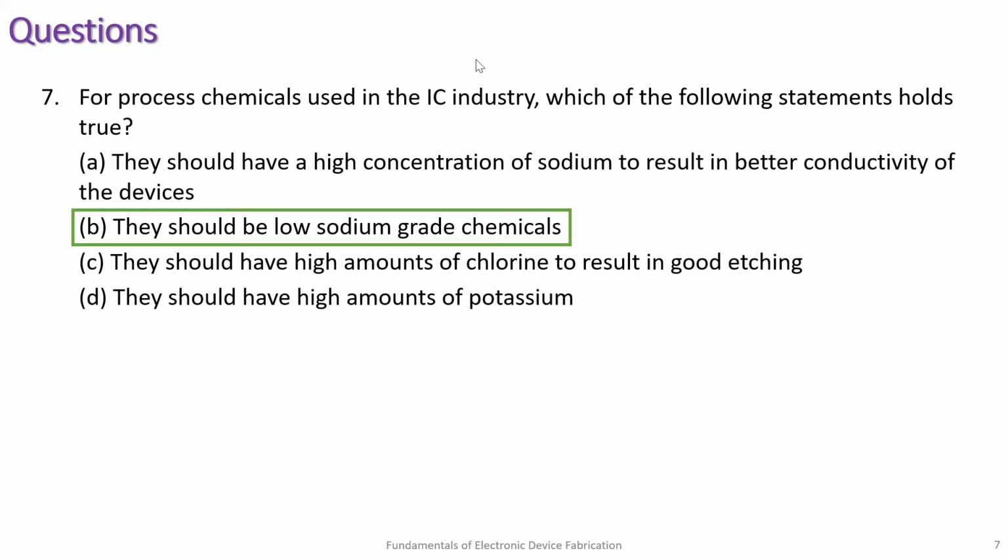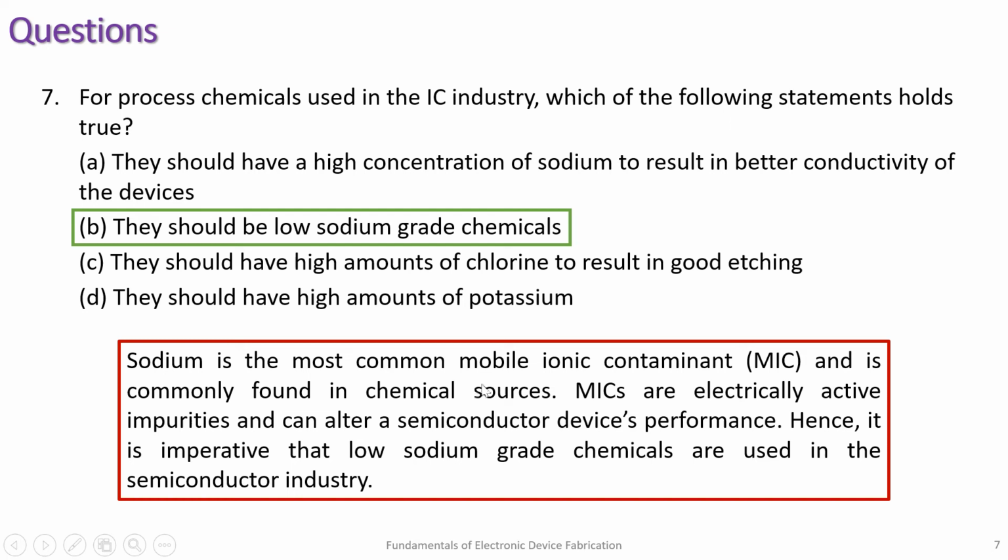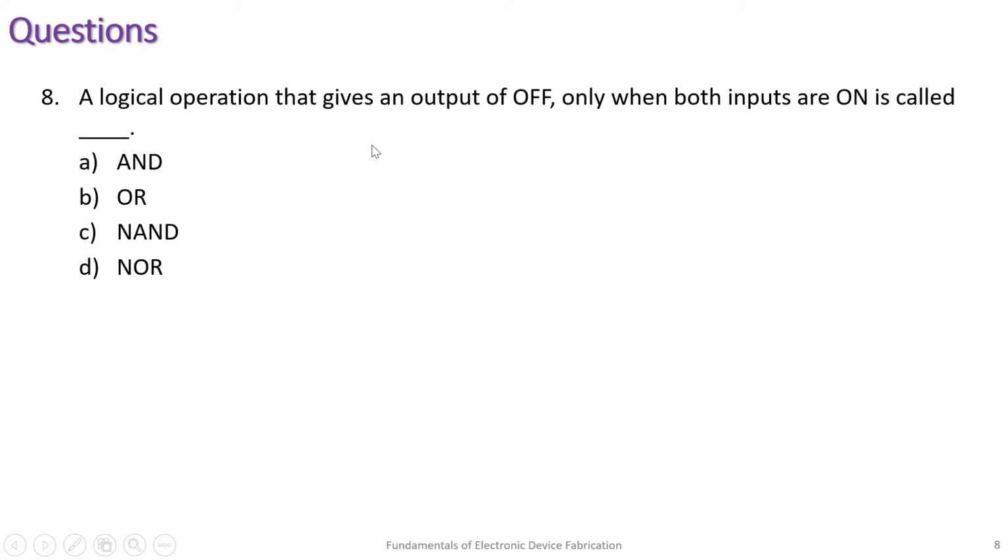See, sodium is the most common mobile ionic contaminant. That is, it is capable of dissociating and it will function as a mobile ion. It will be capable of conduction. These MICs are electrically active impurities and can alter a semiconductor device's performance. Therefore, we should be using low sodium grade chemicals because remember that dopants are always added in parts per million or parts per billion. And if we have additional metal ions present, they will contribute to the conductivity and as a result, functionality will be lost. So I hope that's clear and now we'll move on to the next question.